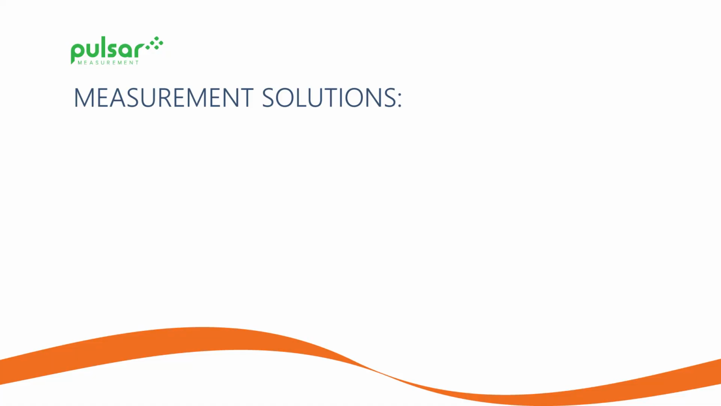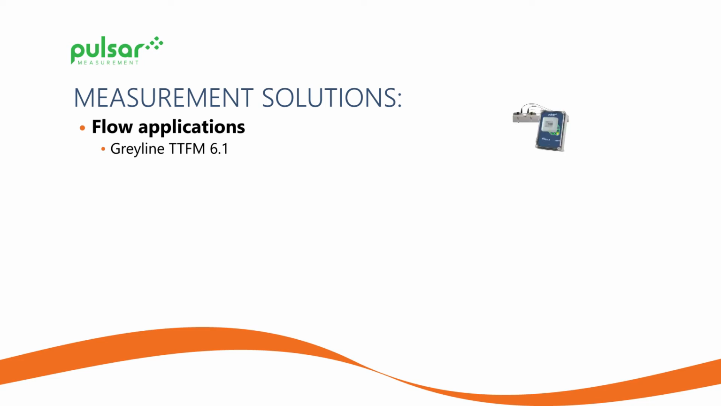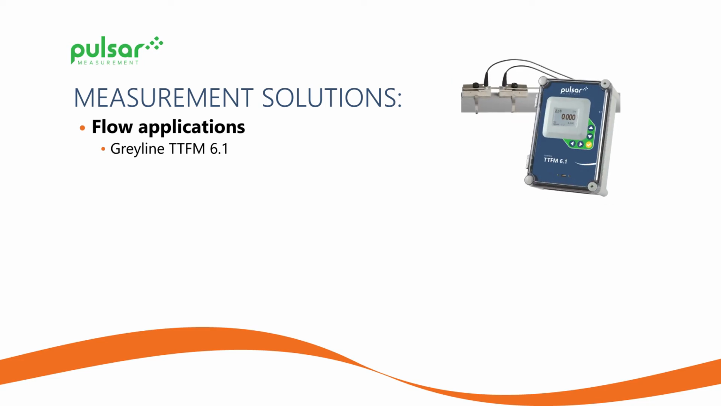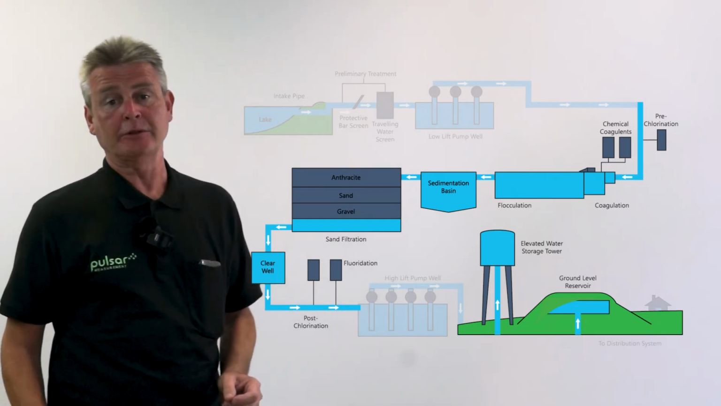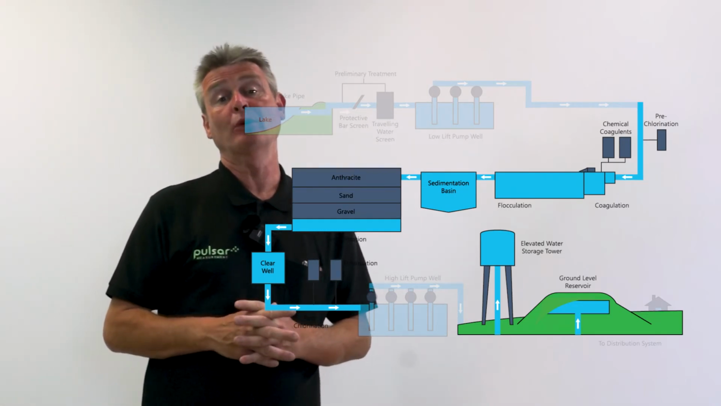In stage 4 of the process cycle, here we can see the need obviously for flow measurement, and here we would recommend the Pulsar TTFM 6.1. It's easy to deploy, it's non-invasive, and it requires no shut-off of the flow at all. It's also available in a portable version should you wish to go around your process works and do spot process flow checks.